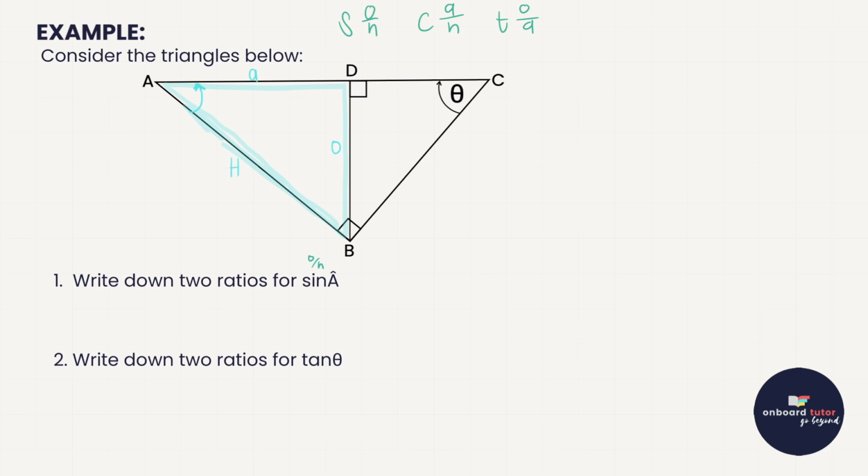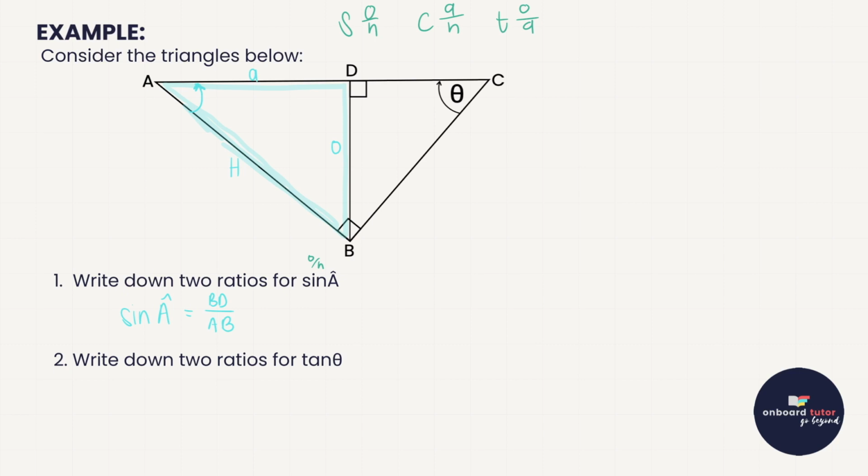Within this blue triangle, because I have O, H, and A, I can already write down one ratio for sine A. And that is going to be opposite. The opposite side is DB or BD. I always like to put these in alphabetical order. Over the hypotenuse, which is AB. So there we go. That's one ratio for sine A.